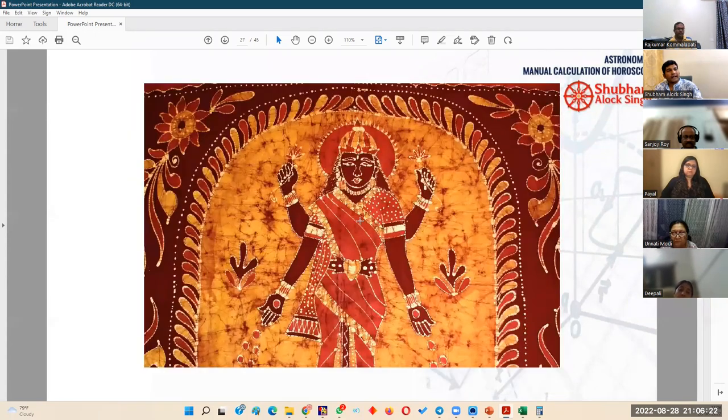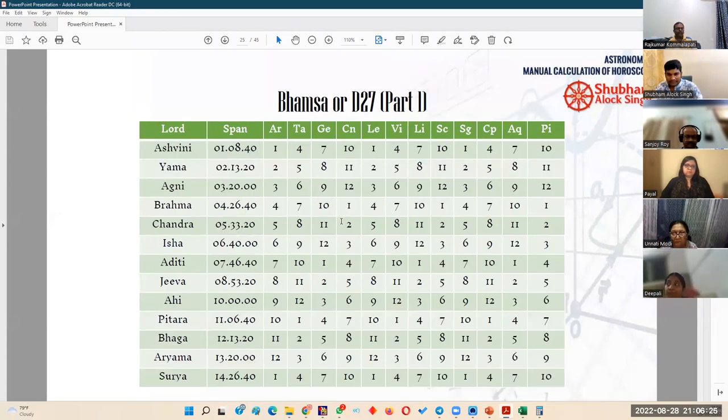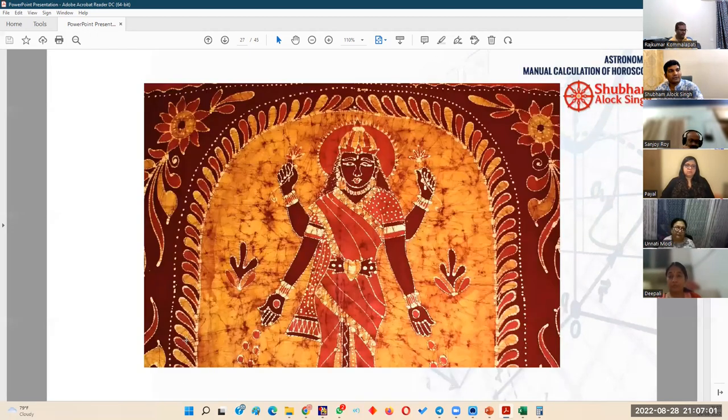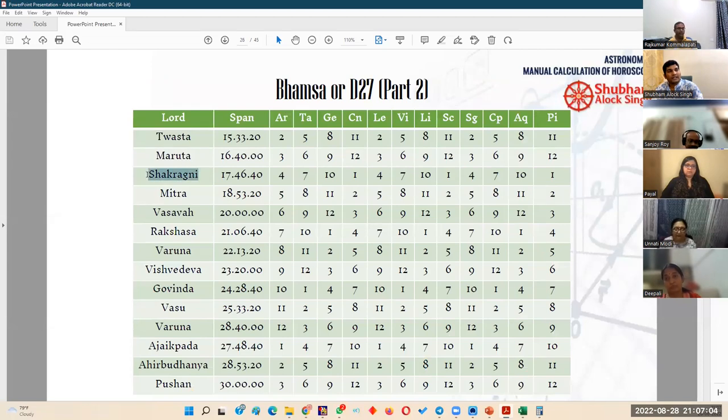The lords of the D27 are the lords of the nakshatras, is what Parashar says. So what does it mean? The lord of the first D27 is Ketu. No, Parashar has clearly written that the lord of the D27 is the lord of the nakshatras. Hence, the lord of the first D27 is Ashwini, second D27 Yama, the lord of Bharani, third D27 Agni, the lord of Kritika, fourth D27 Brahma, the lord of Rohini, fifth D27 Chandra, the lord of Mrigashira, and so on and so forth, followed by Isha, Aditi, Jiva. Jiva is the name of Brihaspati, Ahi, that is a name for snake, Pitar for ancestors, Bhaga, Aryama, Surya, Tvashta, Marut, Shakragni. Shakra means Indra, so Indragni, Shakragni is the same thing, Mitra, Vasavaha.